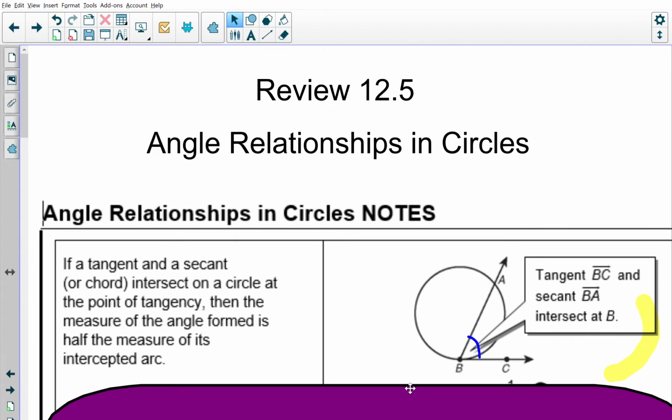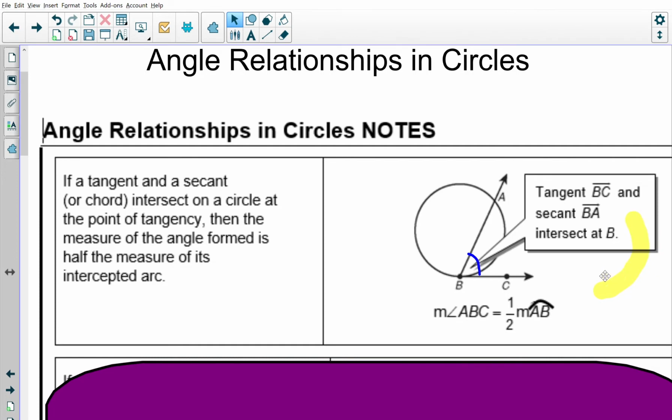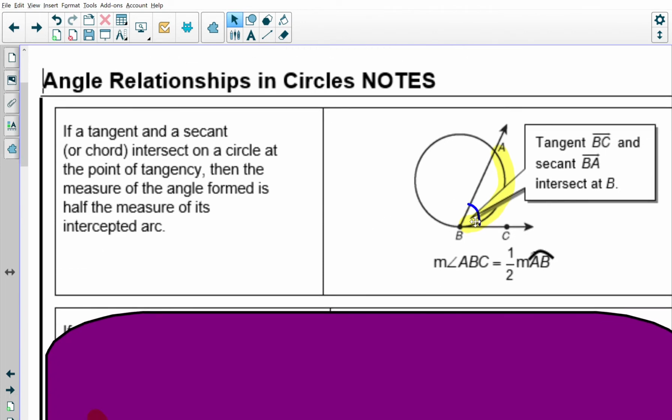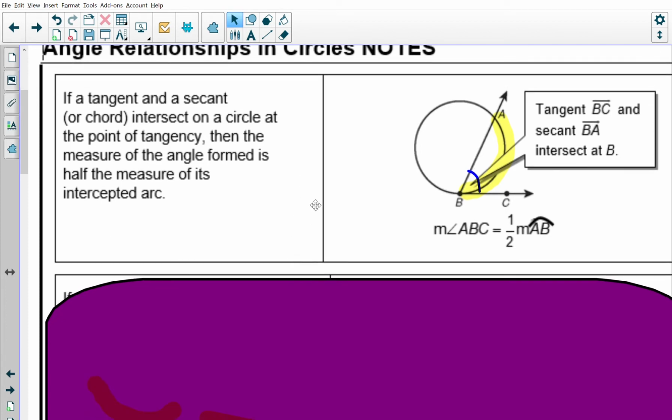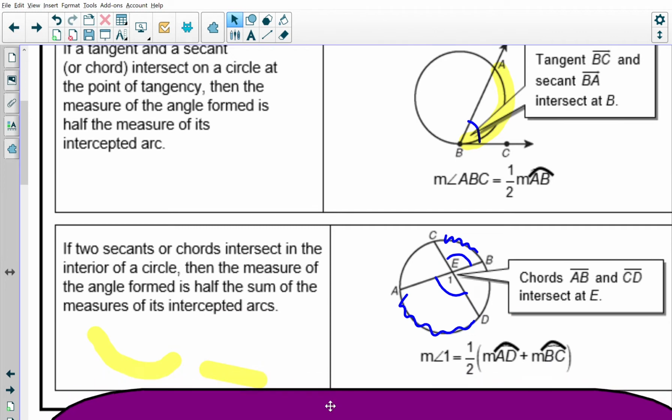What we talked about here is the measure of this angle ABC is half the measure of the arc, right? So if this arc is 100 degrees, this angle has to be 50. Simple. If this angle is 50, this arc has to be 100 degrees, much like the inscribed angle that we talked about last section.